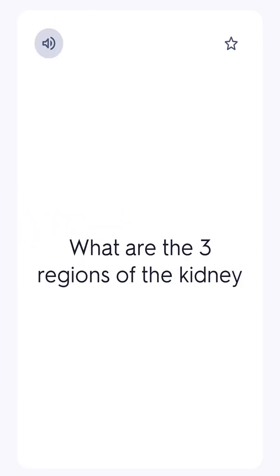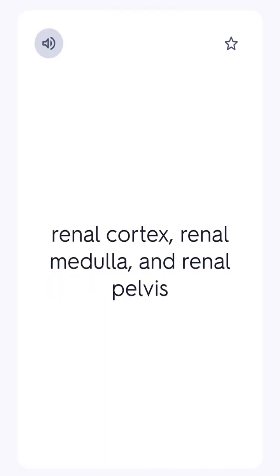What are the three regions of the kidney? Renal cortex, renal medulla, and renal pelvis.